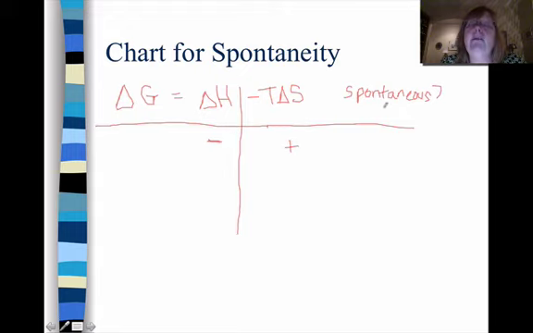Will this reaction be spontaneous? And the answer is yes, because your sign of delta G is going to be negative. So that's the first case.